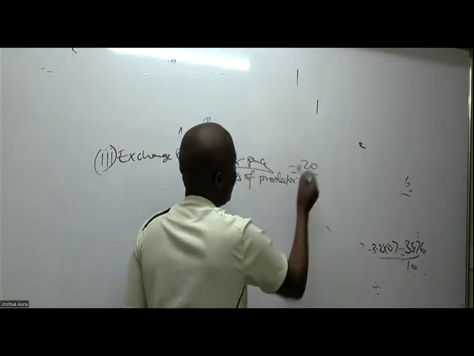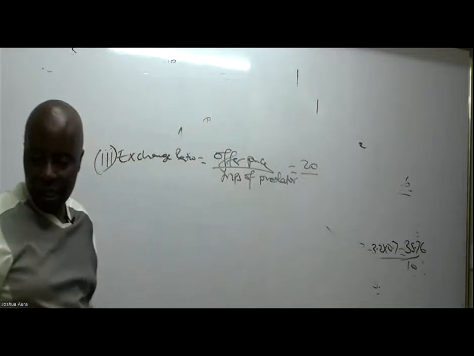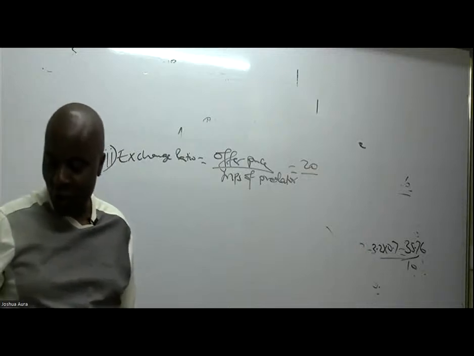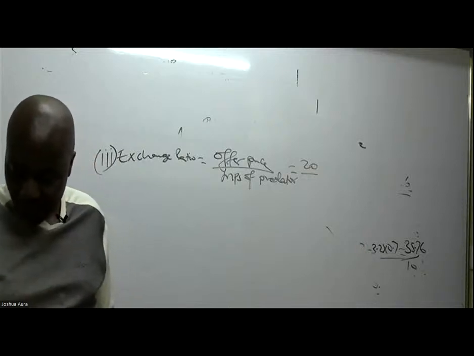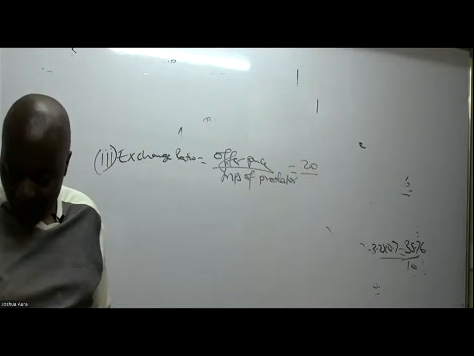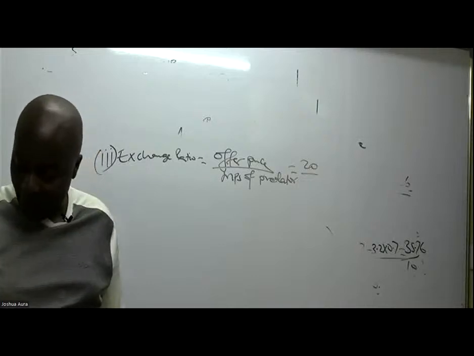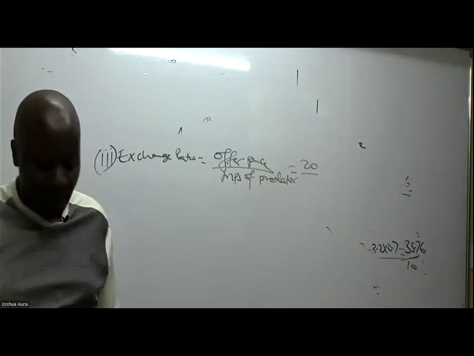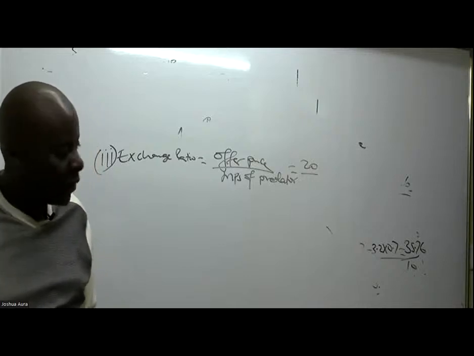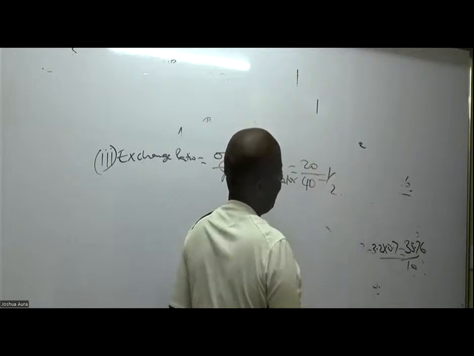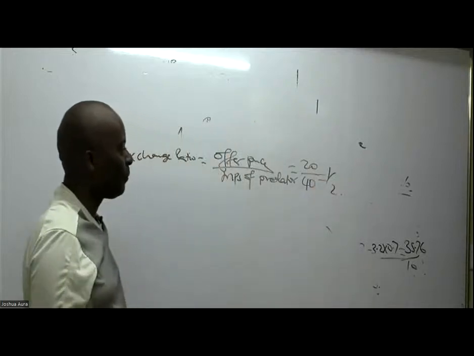The offer price is 20. Limited's post-acquisition earnings per share if the two companies settle on a price of 20. So the offer price is 20, and then we have the MPS. MPS of the producer is 40. So 20 over 40, if you wish, you can say it's half. First say 0.5, a fraction, right?